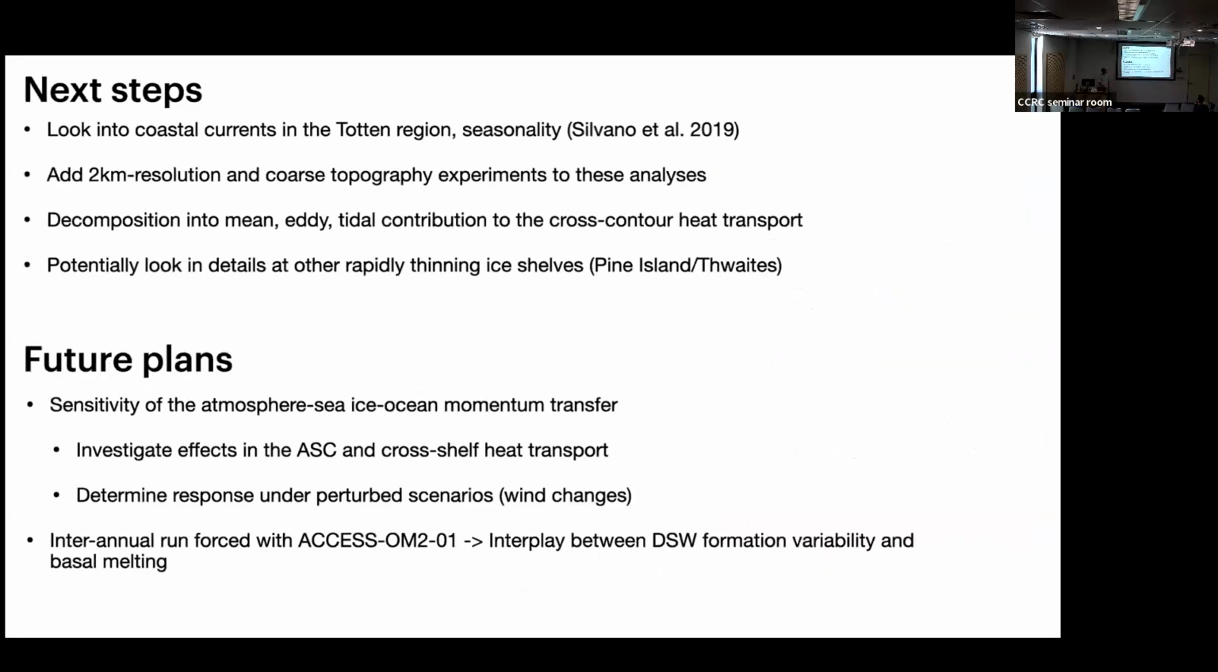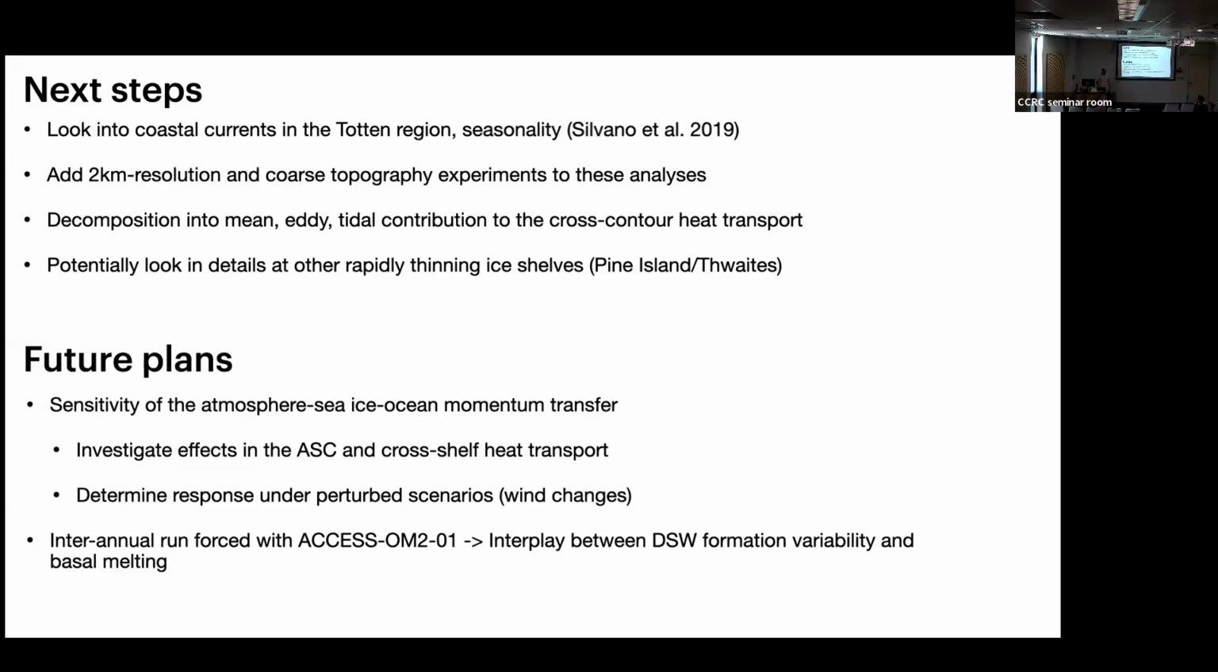Right. Some of the next steps: definitely look into more detail at the coastal current and slope current in that region, especially look at the seasonality, which is known to control some of this circumpolar deep water intrusion. I also have to add the highest resolution, the 2 kilometer run, and I also feel like adding the coarse topography experiment to this analysis as well. And something in the pipeline is to decompose this total heat transport into processes like mean, eddy, and tidal contributions, and potentially look at different ice shelves as well.